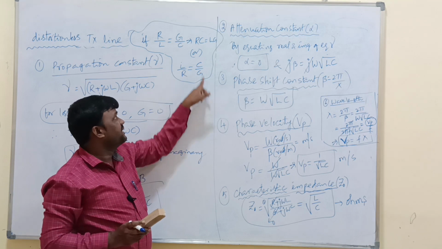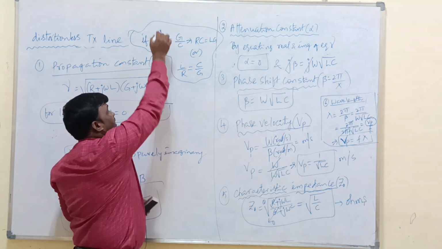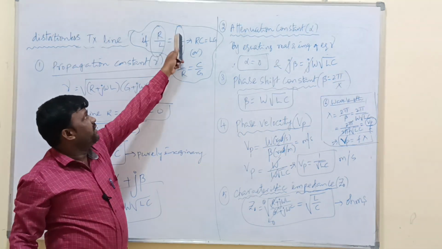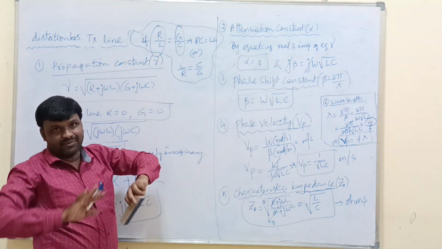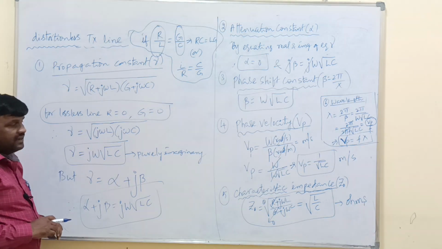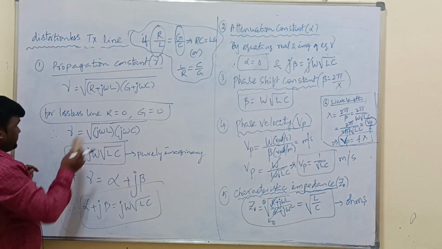LG company, RC company, and code. Now here L by R, C by G, or else we can remember like this: R and L are series elements, G and C are the parallel elements. For R the dual is G, for L the dual is C. We can remember it like that. This is the condition for the distortionless transmission line. Now we will see one by one.